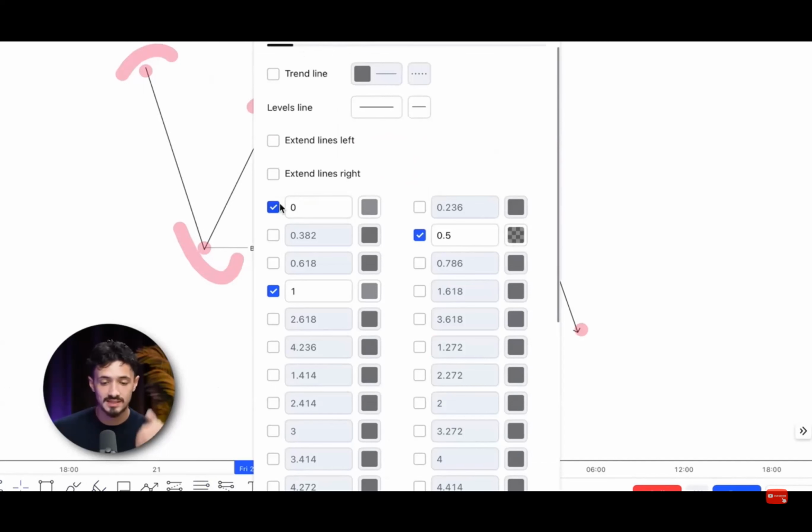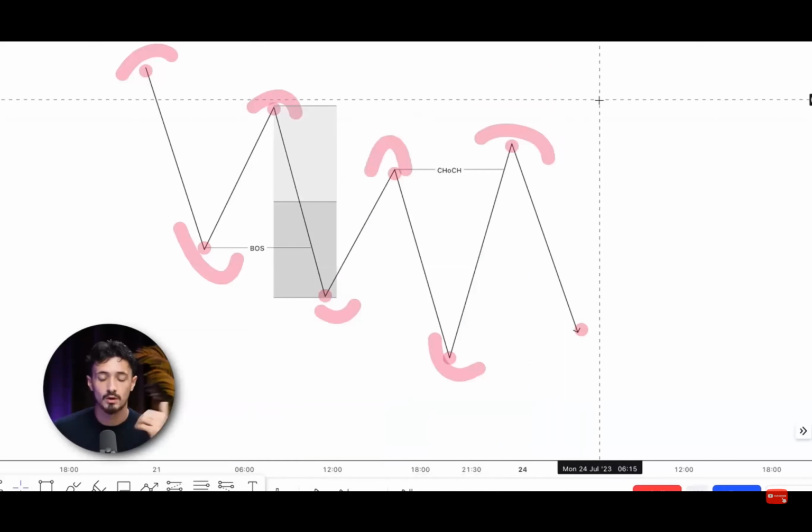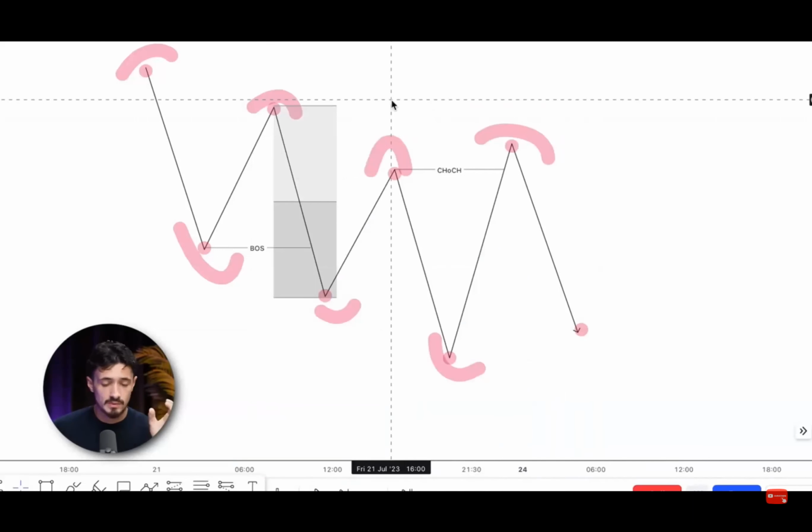And then you want to unselect everything that's selected and only select 0, 0.5, and 1. Don't do your fib like the default, because I don't trade like that. I do understand what premium and discount is. And then you can of course color code them however you wish, in alignment with your already color coded charts. So the idea behind this is a super simple one.